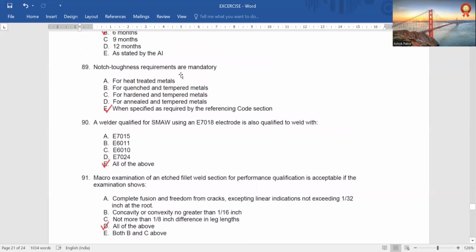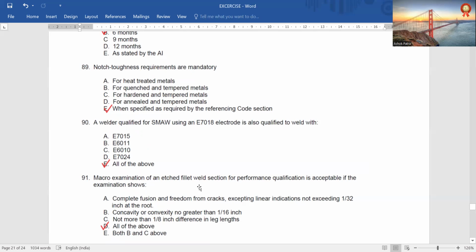Notch toughness requirements are mandatory when specified as required by the referencing code section. A welder qualified in SMAW using a 7018 electrode is also qualified to weld with 7015, 7016, 7018, 7024, or all of the above.